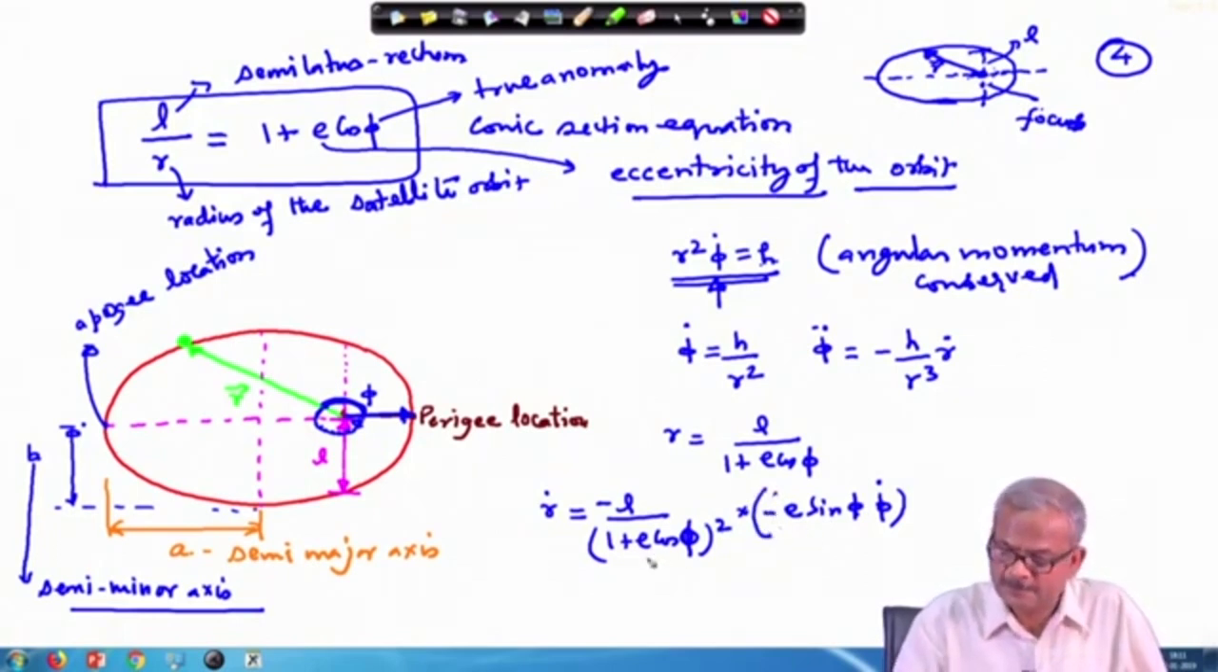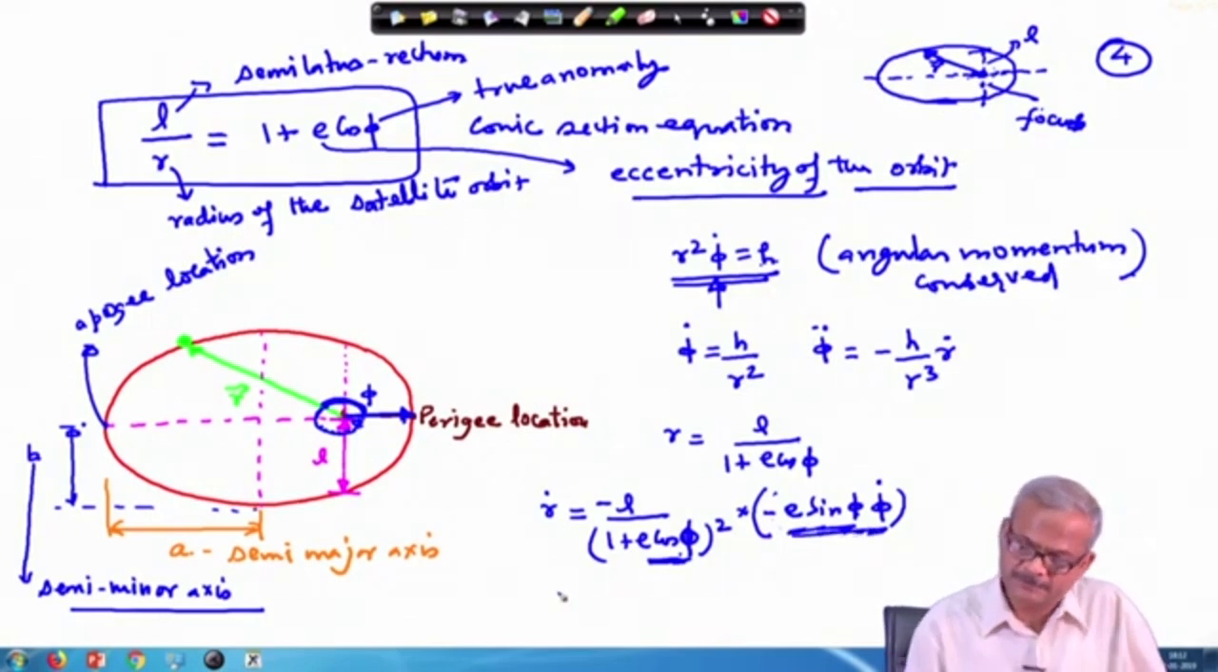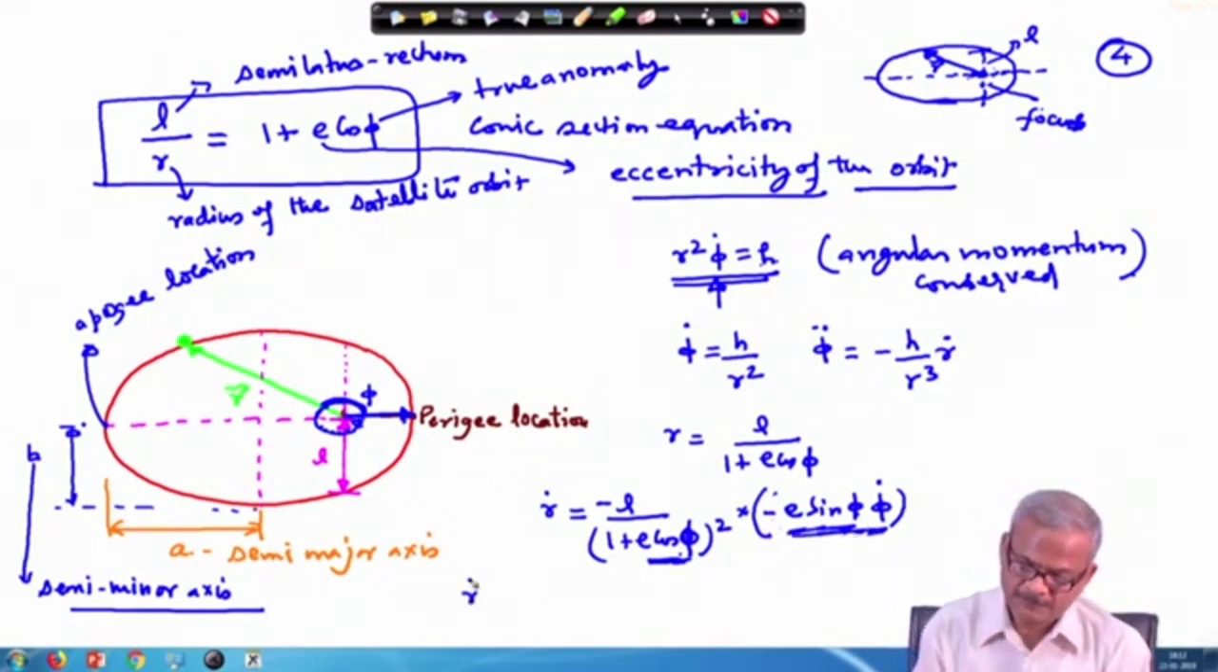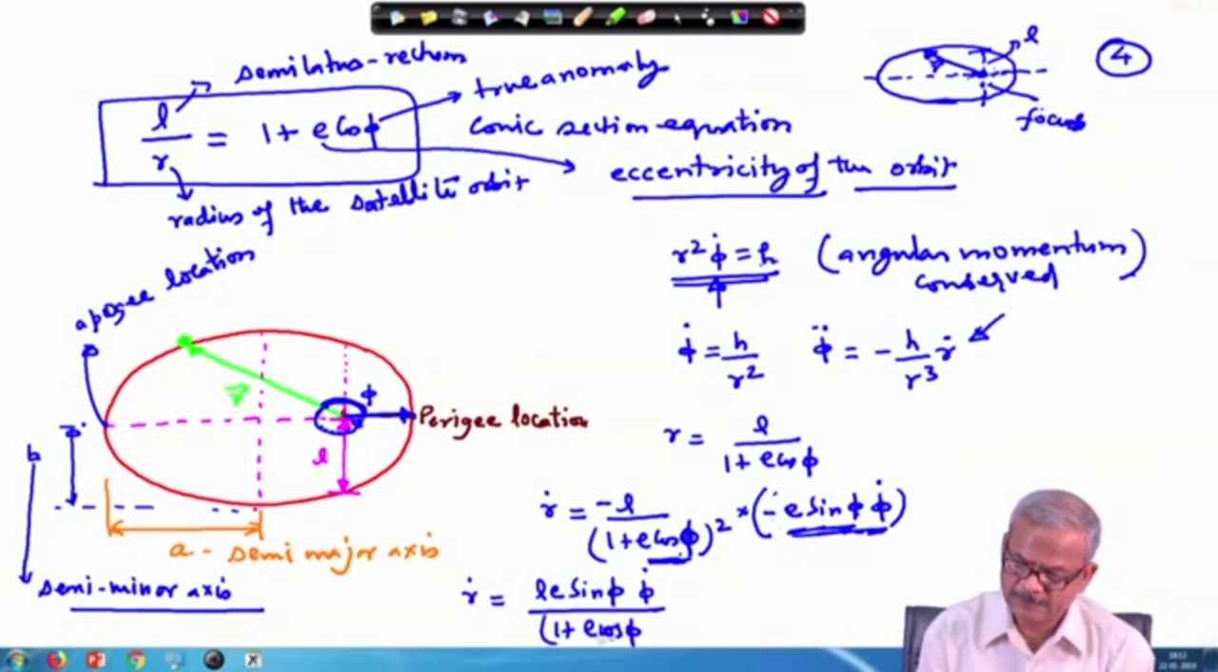So, minus sign here. So, E sin phi; for this we have written E, and then differentiation of cos phi is sin phi, and thereafter the phi dot, and cos phi differentiation, then the minus sign also appears simultaneously. So, therefore, r dot, which is appearing here, becomes L E sin phi times phi dot divided by (1 plus E cos phi) whole square.